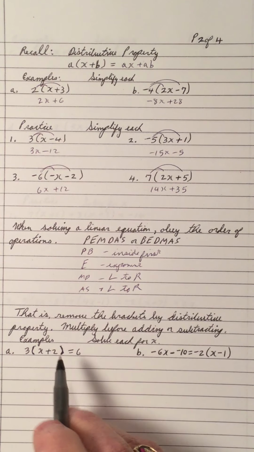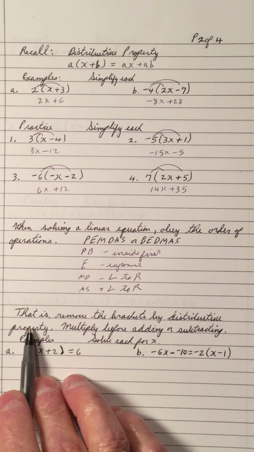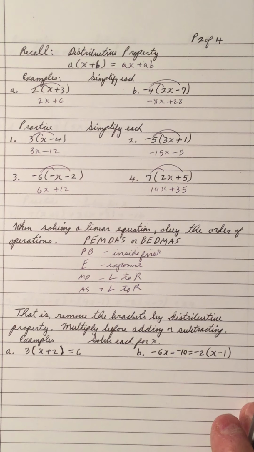That's the order. That is, remove the brackets by the distributive property. Multiply before adding or subtracting. So let's work out some of these.